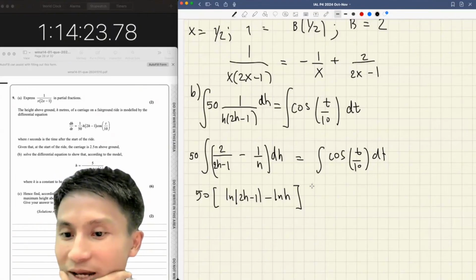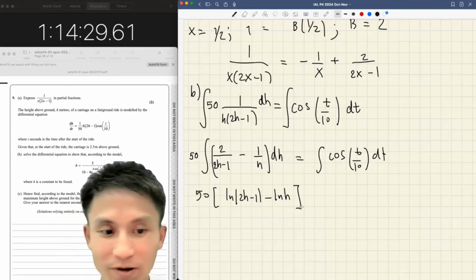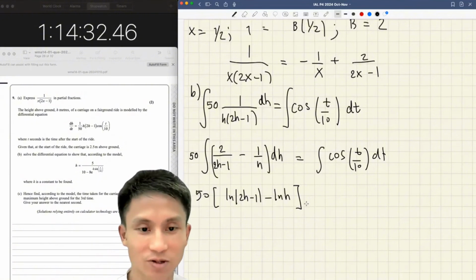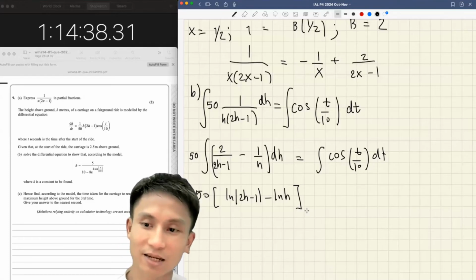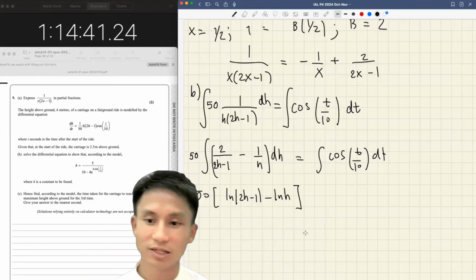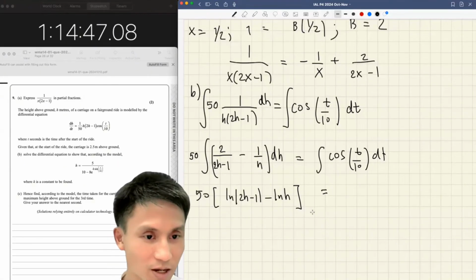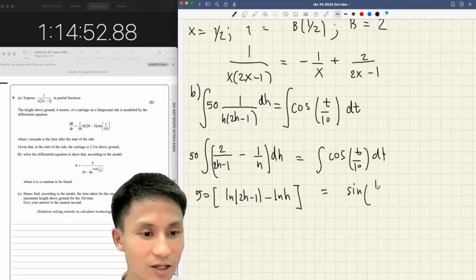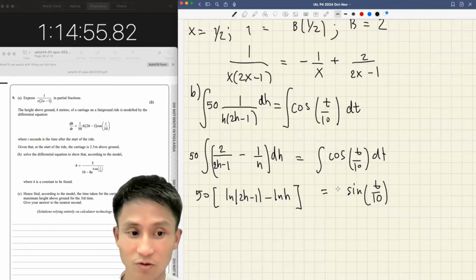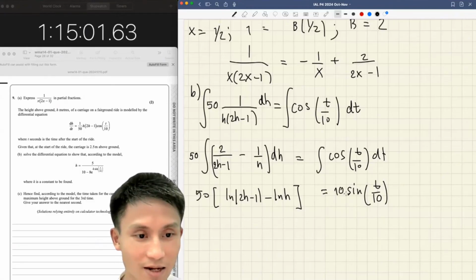So at the start of the ride, the carriage is 2.5 above the ground. You know what I'm going to do? This is the tactic, because you already have the boundary conditions there. I'm going to put that in later, but let's integrate first. So we will put some bounds in here. Integrate cos, you get sine, so sine of t over 10. But then the reverse chain rule says that you have to divide by 1 over 10, so that's going to be multiplied by 10 there. And here, I'm going to put a bound covering the sine there.